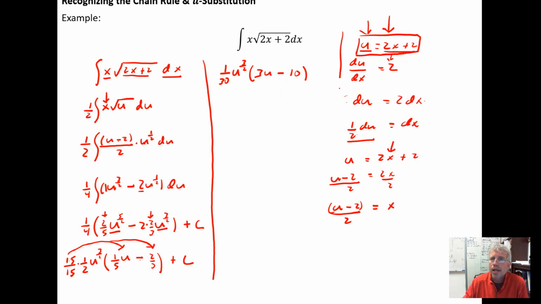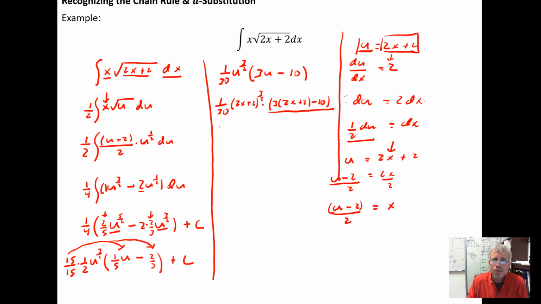And now I can go ahead and convert it back into variable x world by replacing the u's with 2x plus 2. So I'm going to get 1/30th times (2x plus 2) to the 3/2 times 3 times (2x plus 2) minus 10. And this term can be simplified, so I get 1 over 30 times (2x plus 2) to the 3/2.